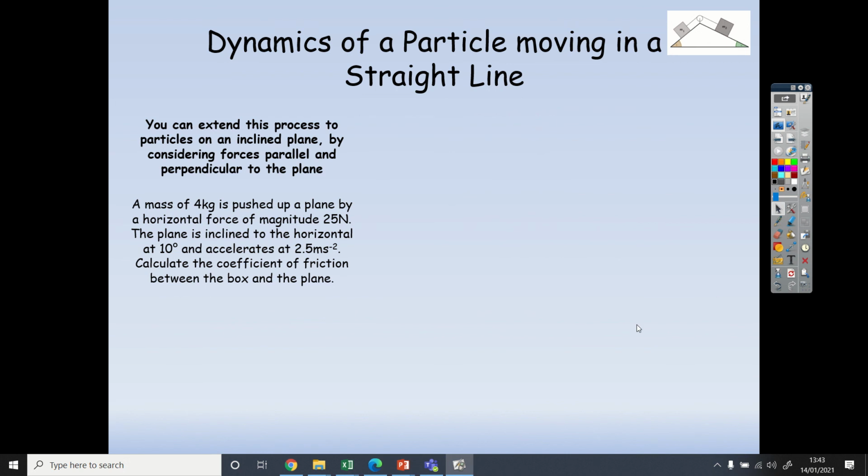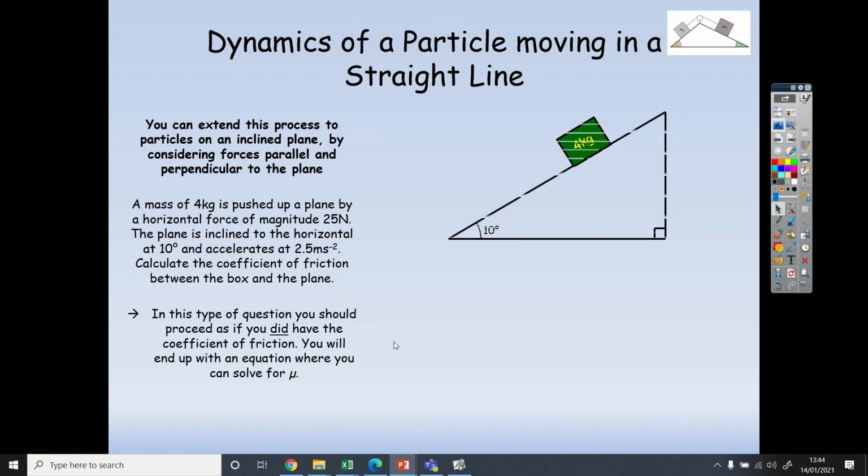All right, final example, and then we can call it there for friction. Let's see what we've got. A mass of 4 kilograms is pushed up a plane, that's going to be important as well, by a horizontal force of magnitude 25. The plane is inclined at 10 degrees, and acceleration is 2.5 meters per second squared. I want you to find the unknown coefficient of friction between the box and the plane.